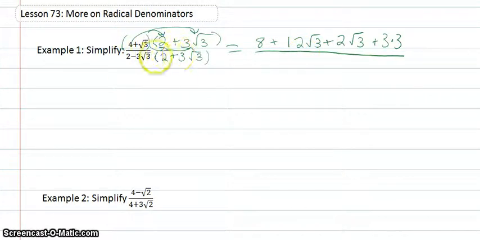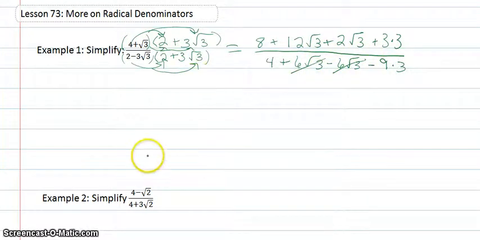And then I'll do the same thing on the bottom and multiply my 2 across. So I'll have 4 plus 6 square roots of 3. And then I'll multiply the negative 3 square roots of 3 across. So minus 6 square roots of 3 minus 9 times 3. And these middle two cancel.